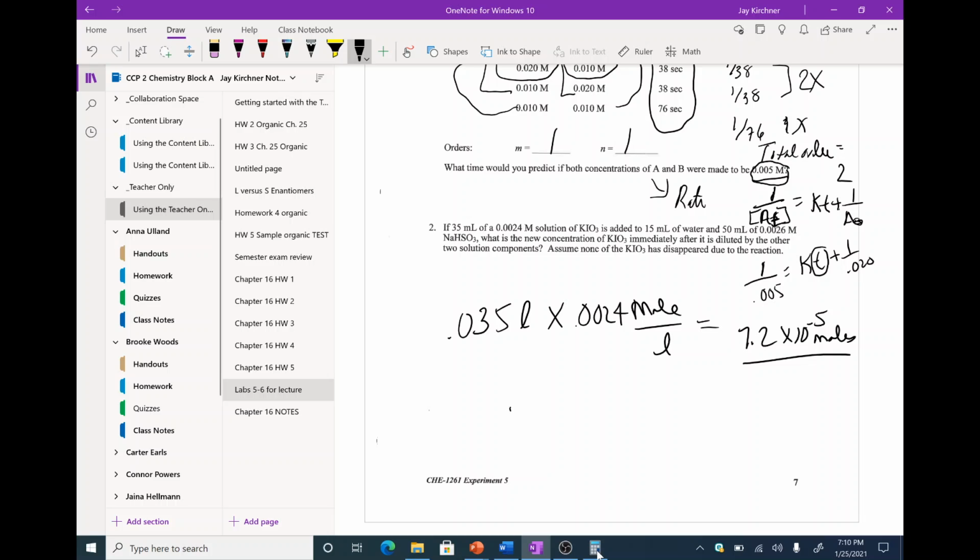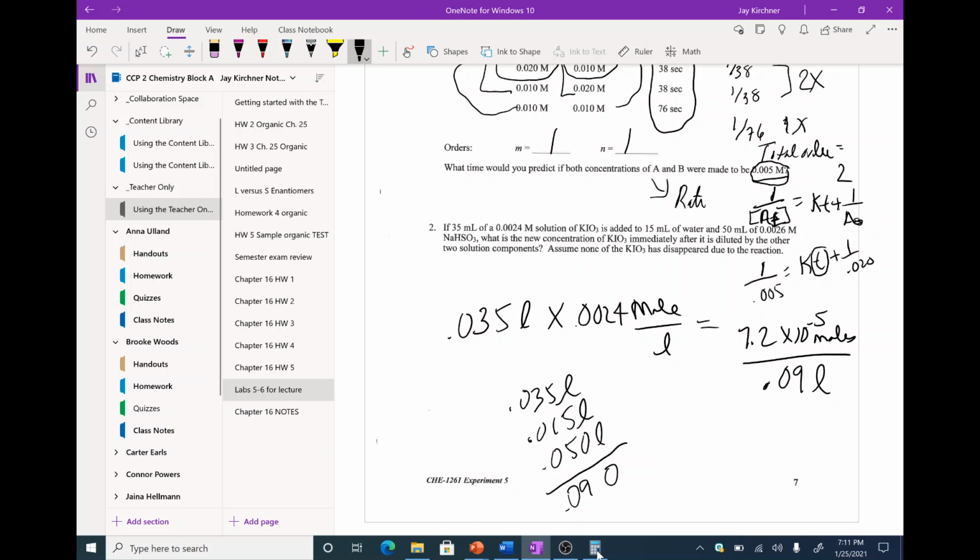Then what we're going to do is look at the final volume. We got 0.035 liters. We added another 15 milliliters, 0.015. We also added another 50 milliliters. Remember, we have to put this in liters if we're doing molarity. So we got 0.09. So put this over 0.09 liters, and then you'll get our concentration.